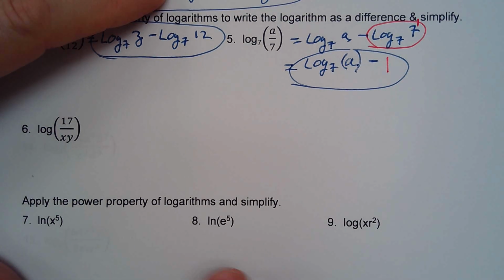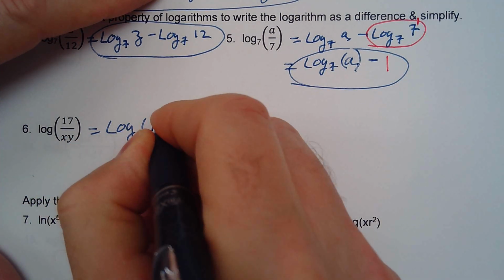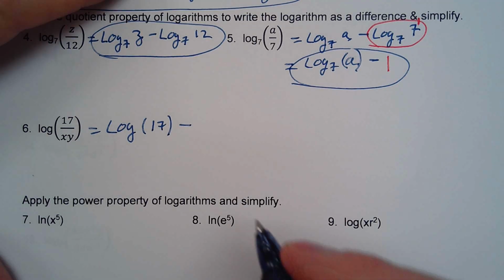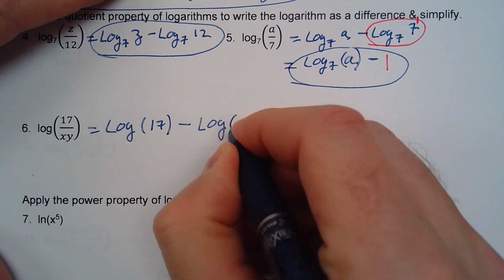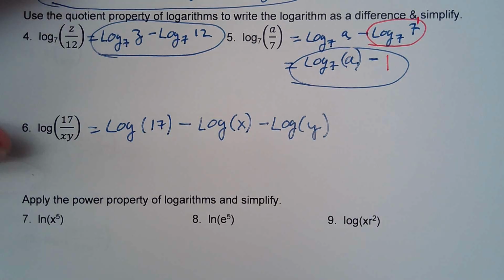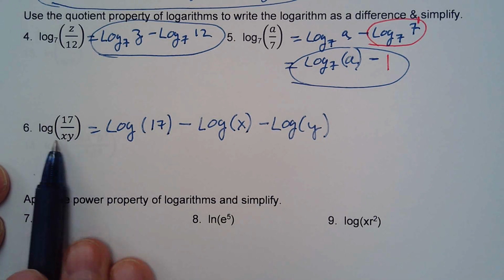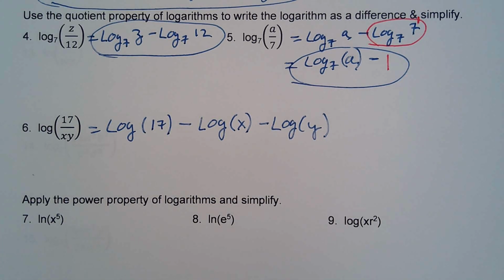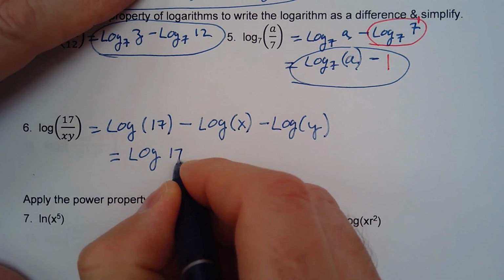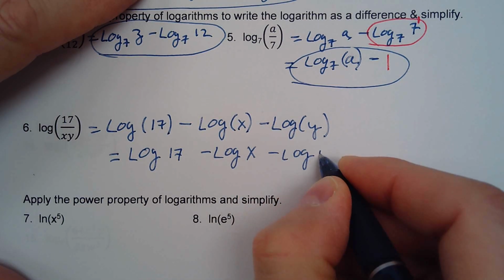Let's try this next one. So I have log of 17, subtract. Now I have an x and a y. I'm going to separate those out. Each of them gets their own log. They're both going to be negative because they're both in the denominator. So just remember, if your factors are in the numerator, the log is going to be positive. If the factors are in the denominator, you're going to have a minus sign in front of the logs. And again, the book and ALEKS will rewrite this as log of 17 minus log of x minus log of y without the parentheses.